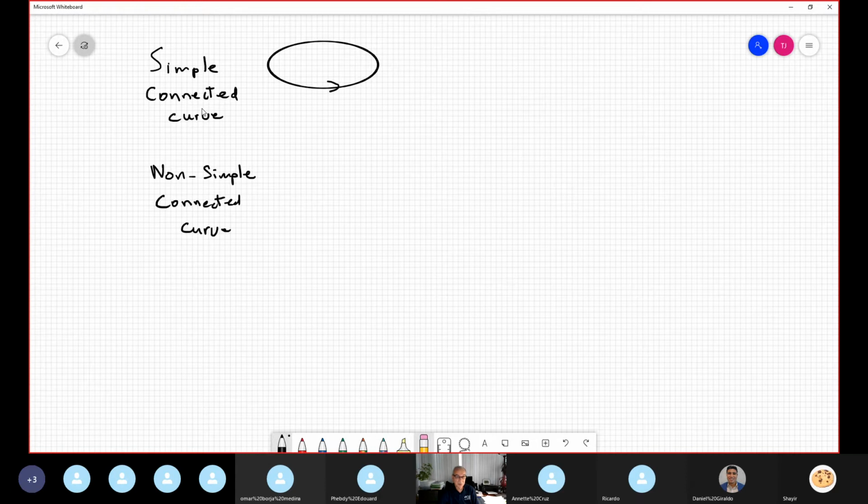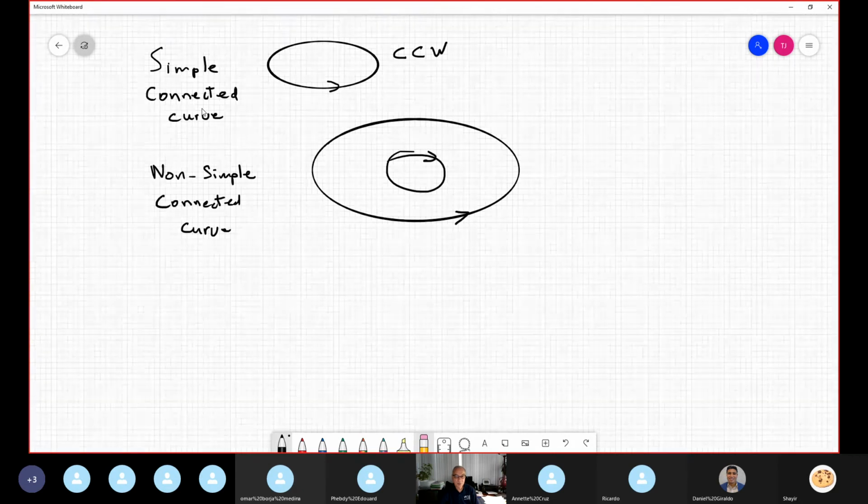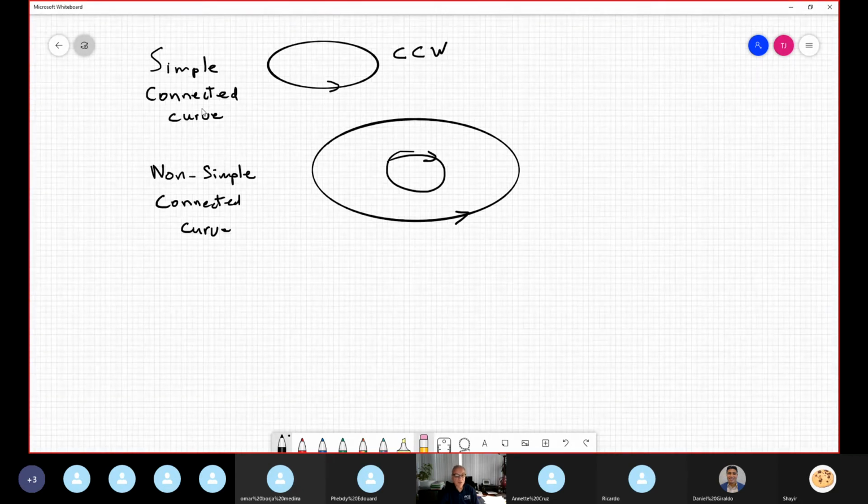So when it's not simple, when you have, for example, some hole, we can apply the Green theorem. Yes, we can apply. How? Well, you apply it under the consideration that the outer curve is counterclockwise like that, but the inner is clockwise. And the region is this region.